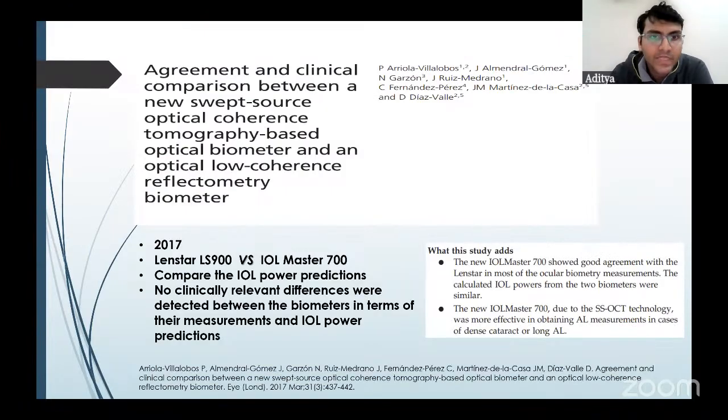So there are various studies among various biometers. So this is the study between Lenstar LS 900 and IOL Master 700 and others also comparing these two biometers. So this was to compare the IOL power predictions. So they noticed that no clinically relevant differences were detected between the biometers in terms of their measurements and IOL power predictions. But they said that as IOL Master 700 utilizes SSOCT technology, it was more efficient in obtaining axial lengths in cases of dense cataract or longer axial lengths.